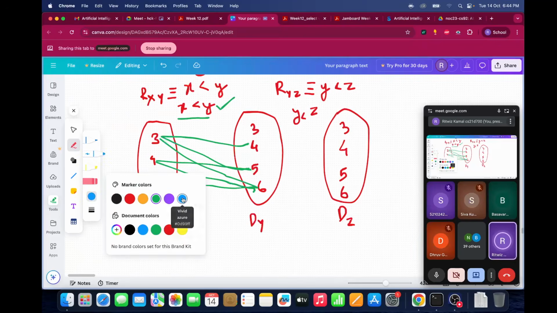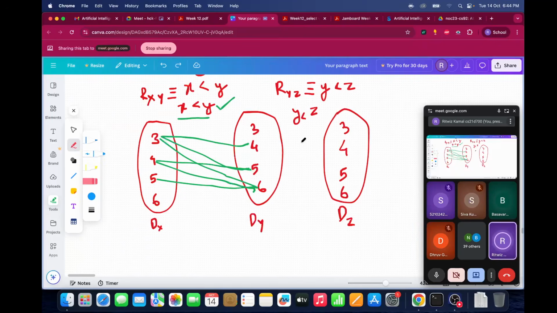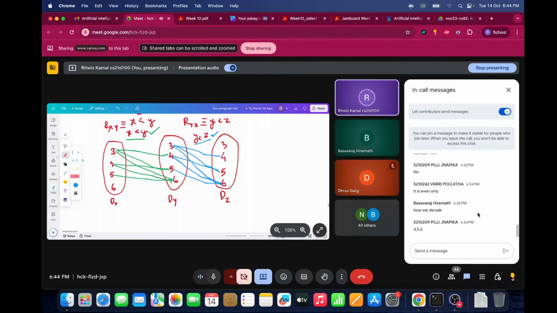Now let's try to draw an arc between dy and dz that follows the constraint y less than z. So 3 will be connected to which numbers again? 4, 5, 6 again, right? Because again y has to be less than z. 4 will again be connected to 5 and 6, and 5 will be connected to 6. Now, is everyone convinced that these are the only possible arcs that we could draw given this domain set that we have?